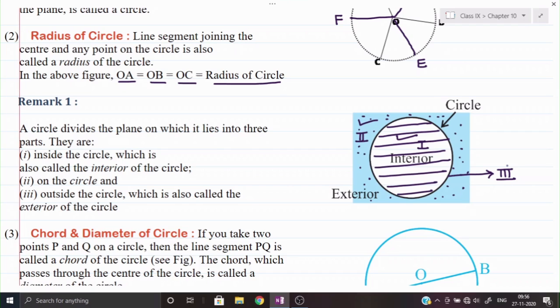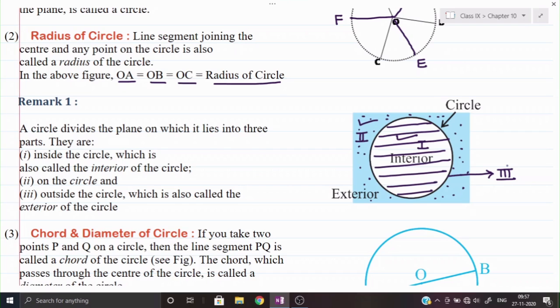So if anybody asks how many parts the circle divides the plane into, your answer will be three parts. One is inside the circle, second is outside the circle, and the third is on the circle. On the circle means on its boundary. Suppose anybody is standing exactly on the border of India and Pakistan. Can we say that the person is in India, or that the person is in Pakistan? We cannot, because the person is standing on the boundary. That is our third part over here.